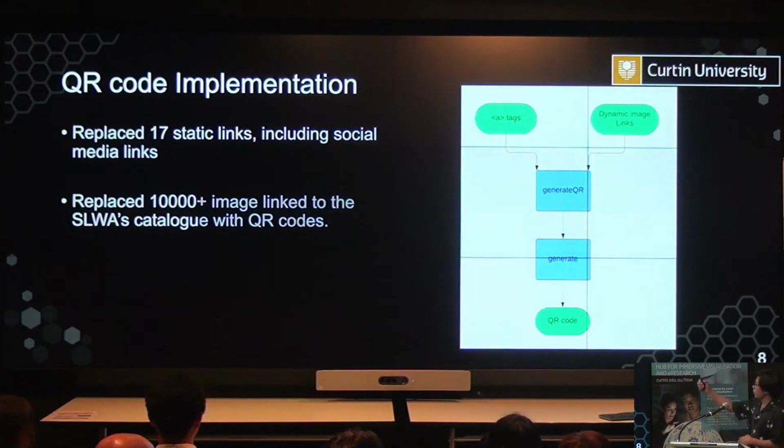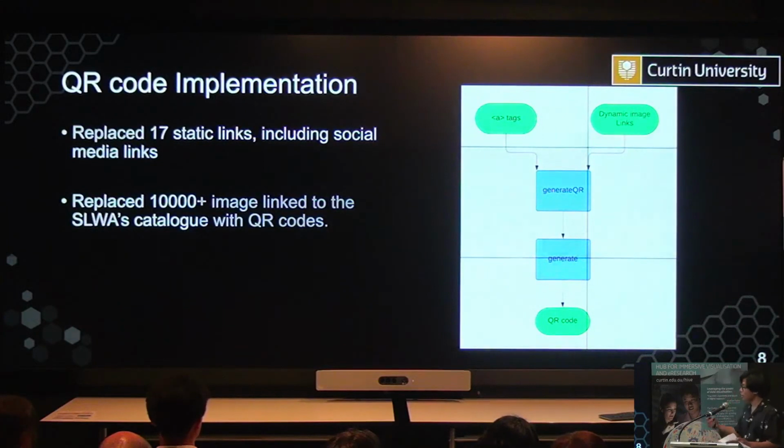So here is a simple flowchart of how QR code generation works. There are two ways in which QR code is generated. One is through an on-click event listener from a tag in the HTML file, and another is through the dynamic image link, which are generated according to users' interaction on the website.